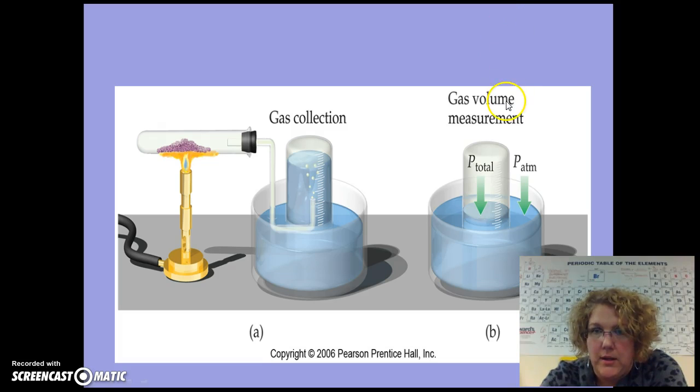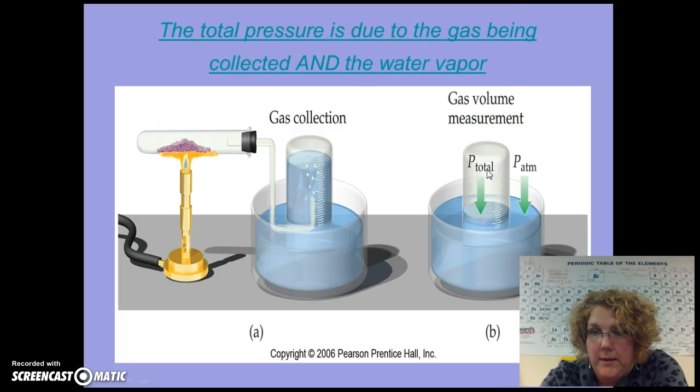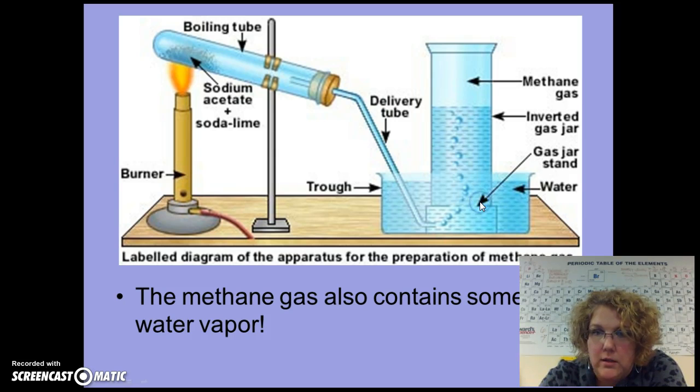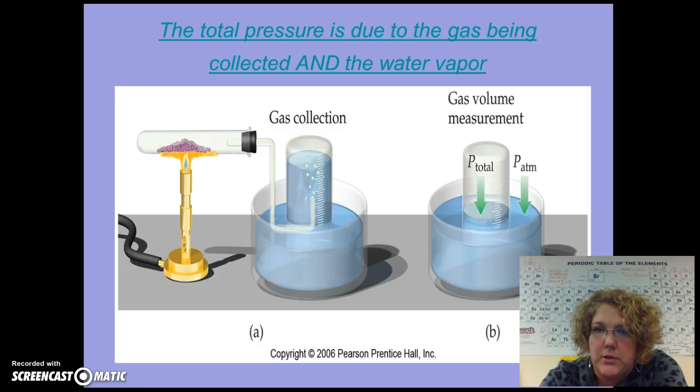then we know that the pressure inside the tube is equal to the pressure outside the tube. And when we do a lab, I'll have my digital barometer ready that tells us the pressure of the room. And then once we get our gas to that same pressure, we'll simply read the volume here on the eudiometer tube, and it'll tell us how many milliliters of gas we made. So the total pressure, though, here is due to the gas being collected, the oxygen, let's say, and the water evaporating, the water vapor.